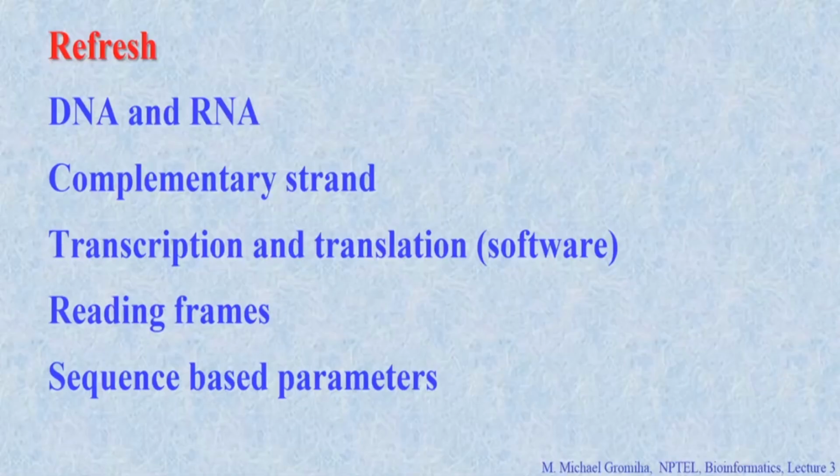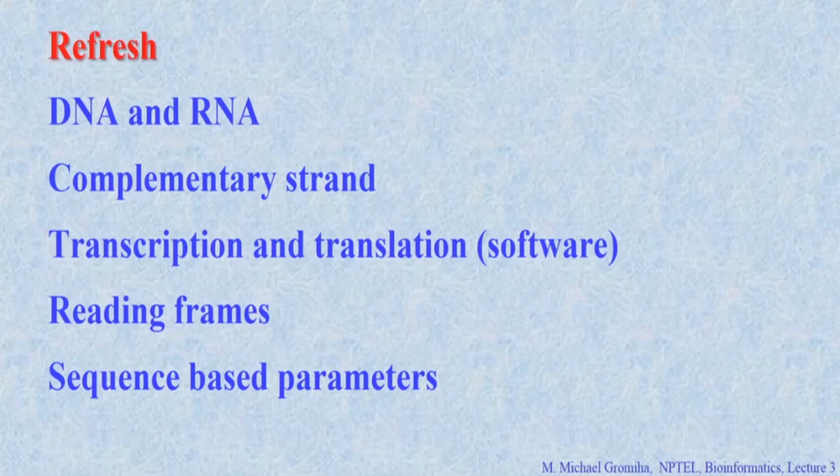Okay, in this class we discuss about databases. So, do you remember what we discussed in the last class? About DNA and RNA. What is the difference between DNA and RNA? Deoxyribose, with H and OH groups at the 2 prime side, and then the base side.